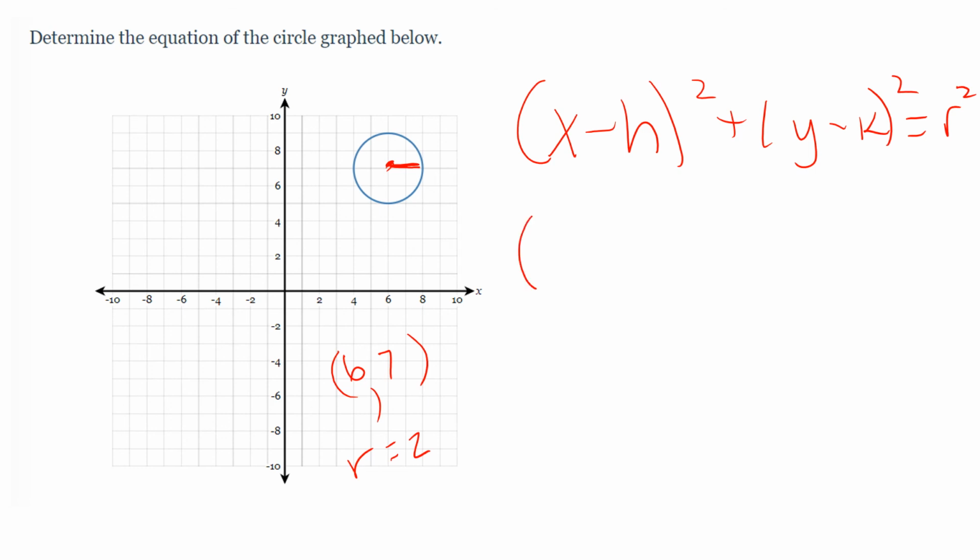Now that I have that information, I substitute those values in. So x minus 6 squared plus y minus 7 squared is equal to 2 squared, which is 4. And that's how you do circle equations.